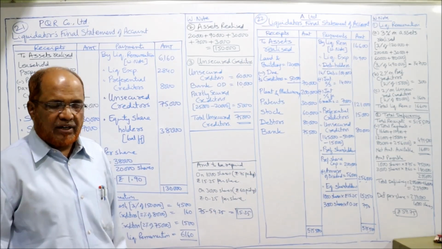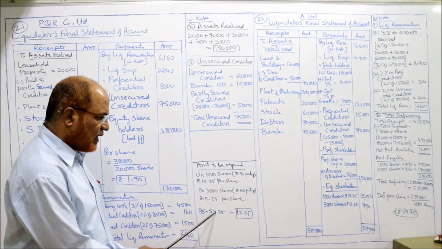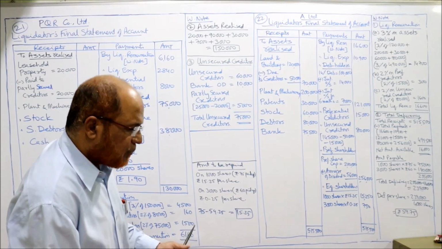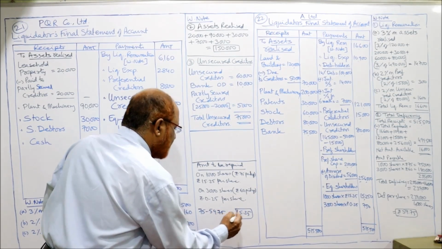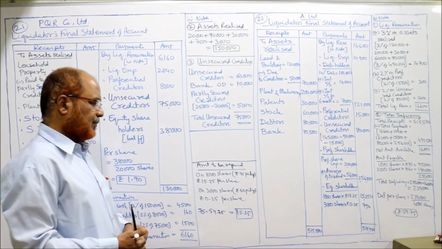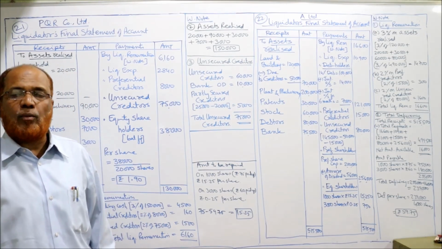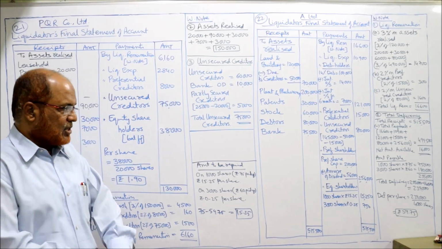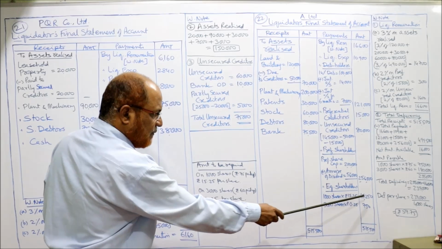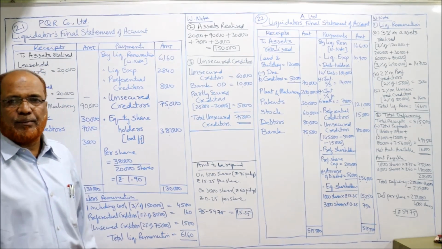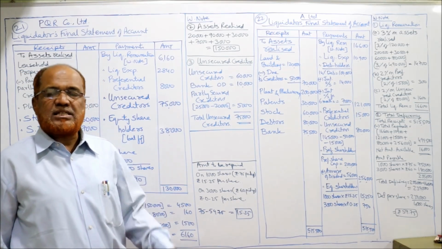डेफिशिएंसी हो रहा है 59.75. Deficiency 59.75. 15.25 per share should be returned back. On how many shares? 1,000 shares. So here I have taken by equity shareholders 1,000 shares into 15.25, 15,250. ये हो गया.